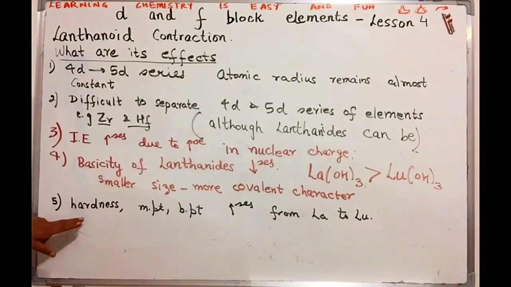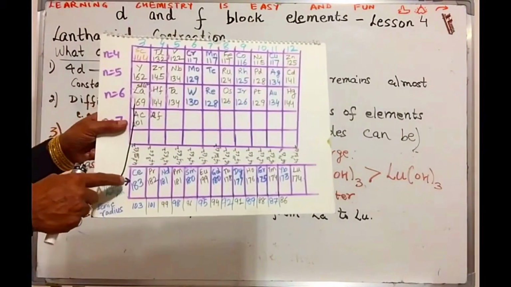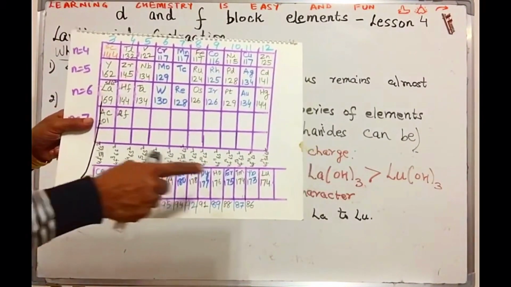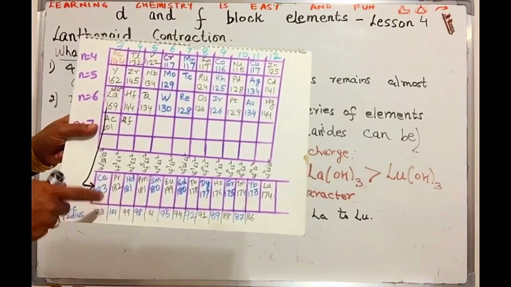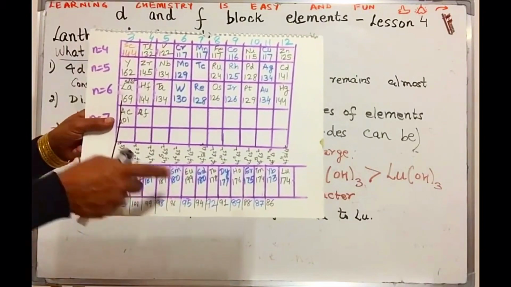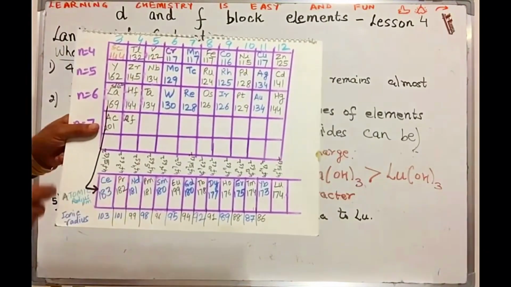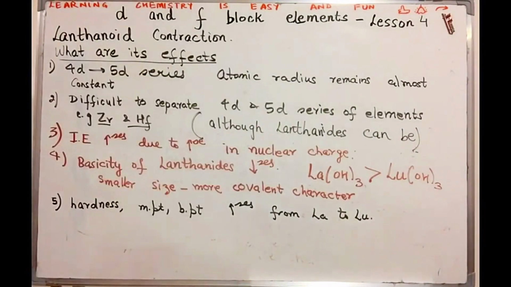Because smaller size means the covalent character will be more. Lastly, we have the hardness, melting point, boiling point, which will also increase from left to right. Why? Because the atomic size is actually becoming smaller. The force of attraction, the bonding, the overlapping between the orbitals will be stronger because of this, right? So that brings us to the end of lanthanoid contraction.